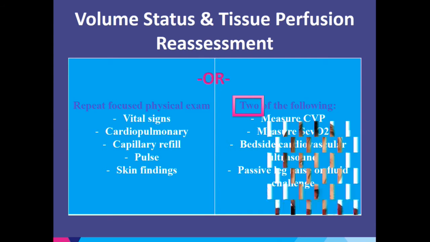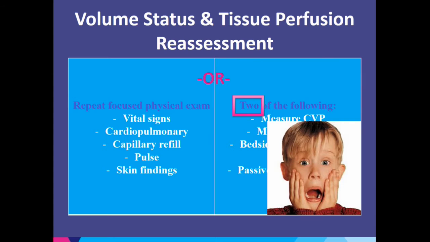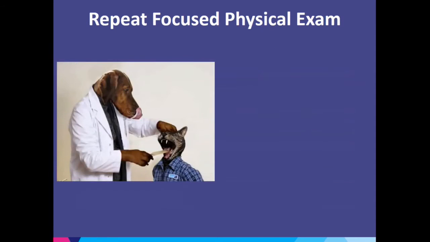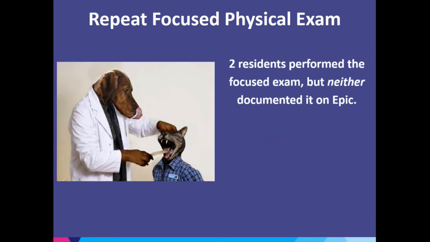But when it comes to CMS, and we went over this slide before, not only do you have to do bedside cardiac ultrasound, but you have to do another thing, which our residents weren't doing. So that's a lot of work. But thankfully, you can just rely on doing a repeat focused physical exam. And that's easy, it's quick, and you can meet your metrics by doing that.